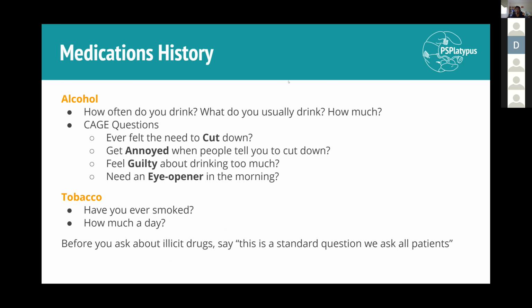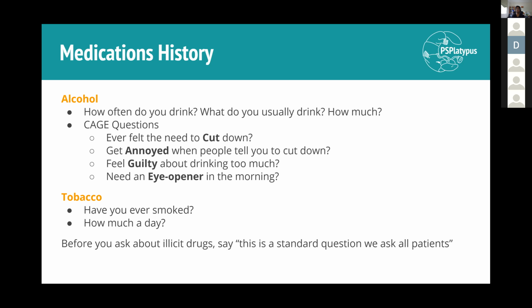Okie dokie. So recreational drugs, this is again the big sort of sticking point. You want to make sure you ask about it in a sensitive way, and also that you ask about it in detailed fashion. So alcohol, how often do you drink? What do you usually drink? Because is it high alcohol content stuff? Is it low alcohol content stuff? And how much do you drink? Do you drink a large amount? Do you drink a small amount?